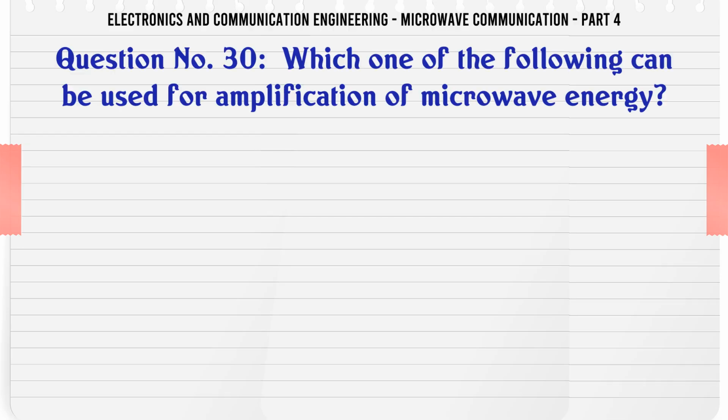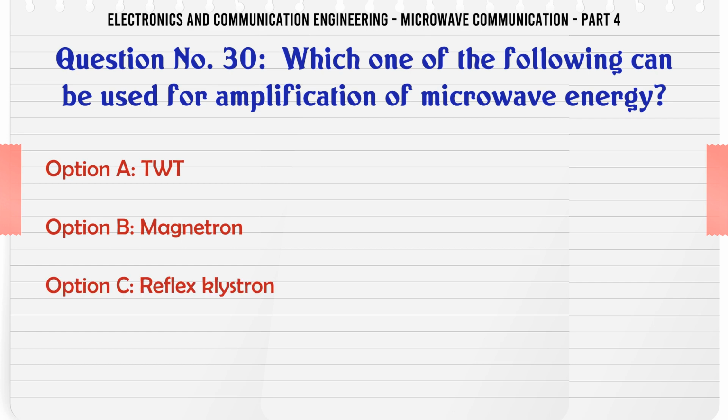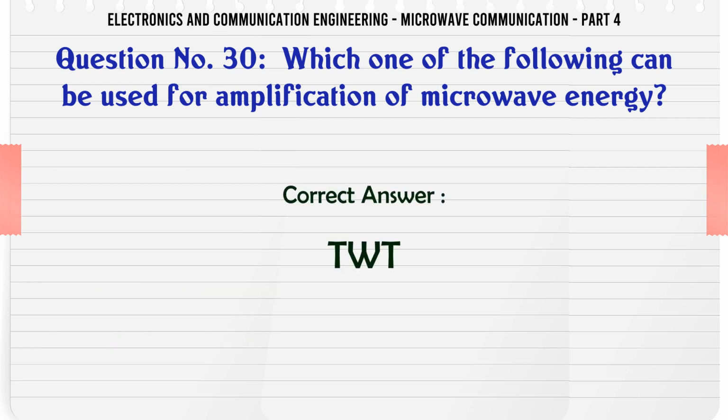Which one of the following can be used for amplification of microwave energy? A. TWT, B. magnetron, C. reflex klystron, D. gun diode. The correct answer is TWT.